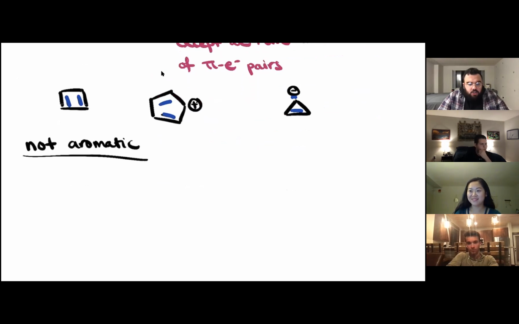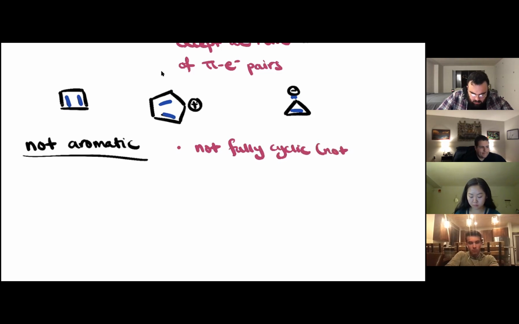Okay, not aromatic is a huge umbrella. Not aromatic compounds can be stable or unstable depending on what they are. The big difference between that and anti-aromatic, or that and aromatic, is that not aromatic compounds are either not fully cyclic, i.e. not all sp2, or they're not planar.